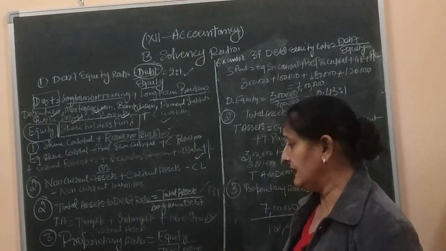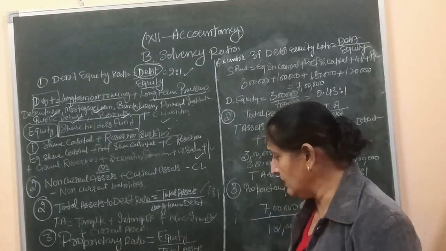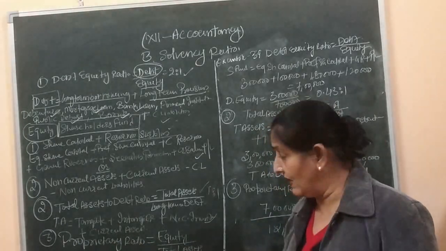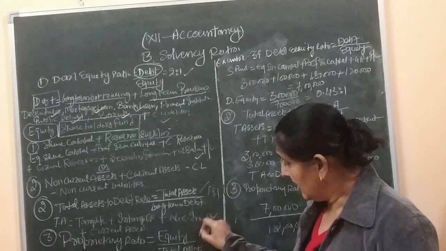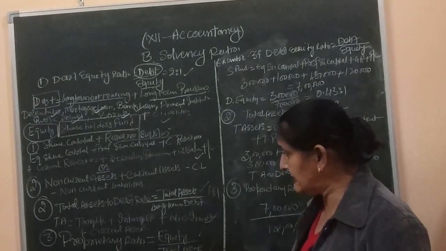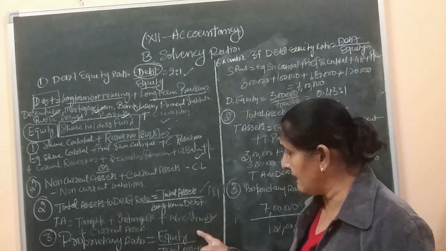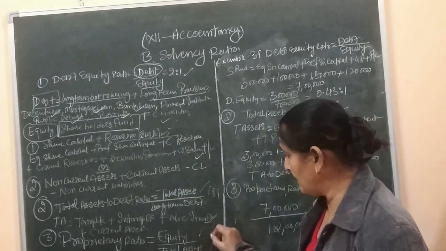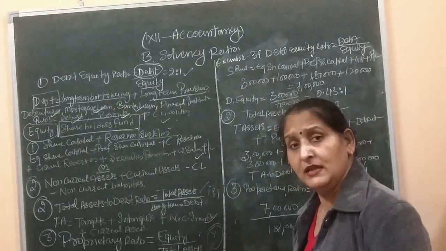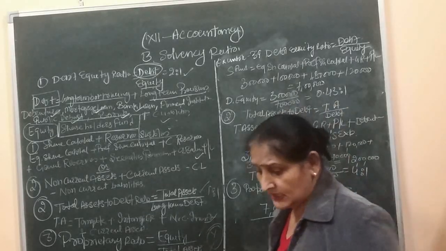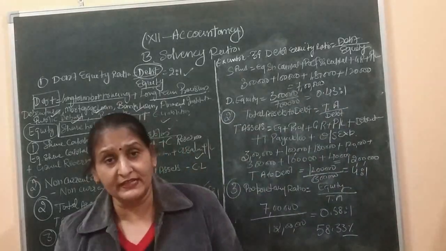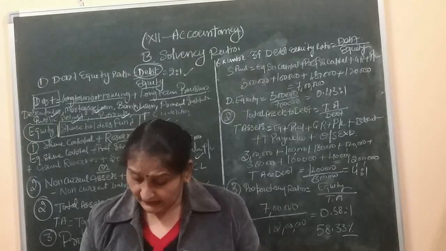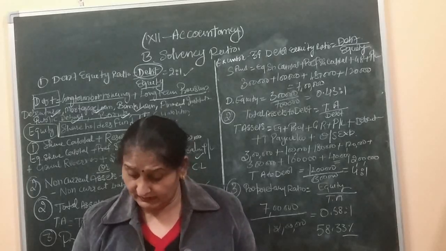Right? Then the next is proprietary ratio. And the formula to find out the proprietary ratio is equity upon total assets. We have already done the total assets formula and the equity formula, and the proprietary ratio is also shown in percentage. So these three ratios can be understood very well with an example, and here is illustration number 39.